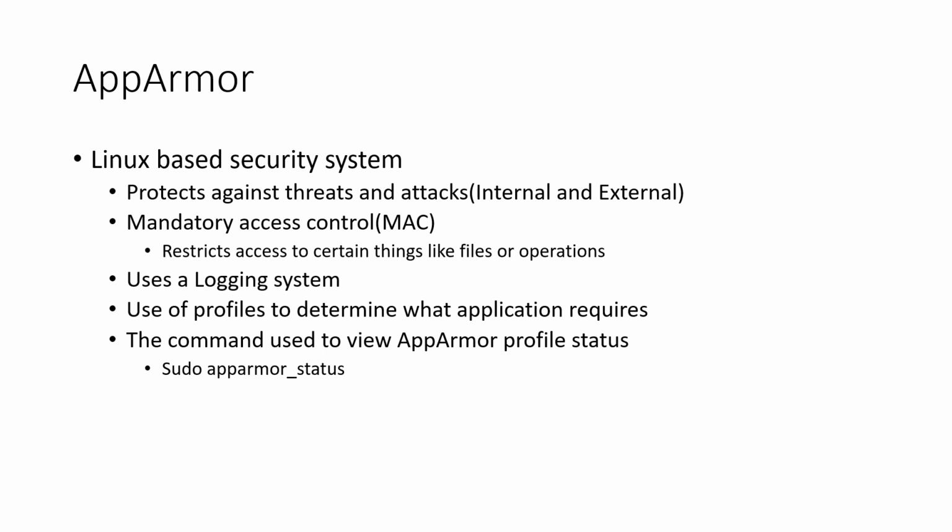AppArmor uses a logging system, which can be very beneficial to security, to troubleshooting, to a bunch of aspects of a server or an operating system. It can be used to look at logs and see if there's any unusual behavior of a possible attack or an application malfunction. It uses profiles to determine what applications require, and the command used to view AppArmor profile status would be sudo apparmor_status.